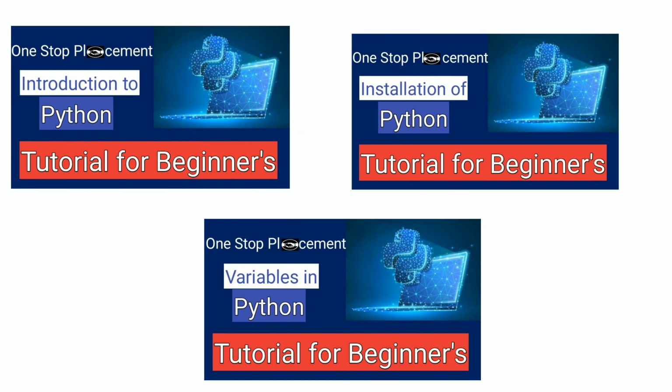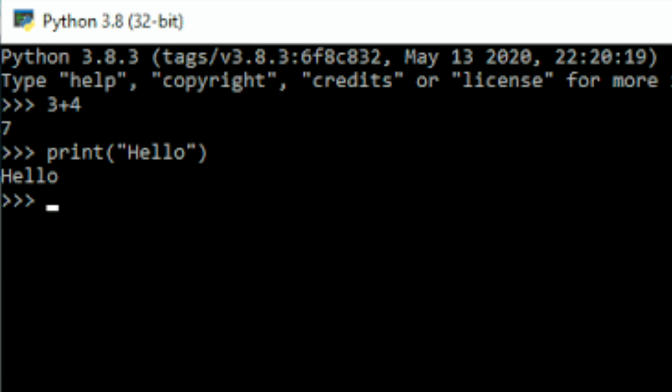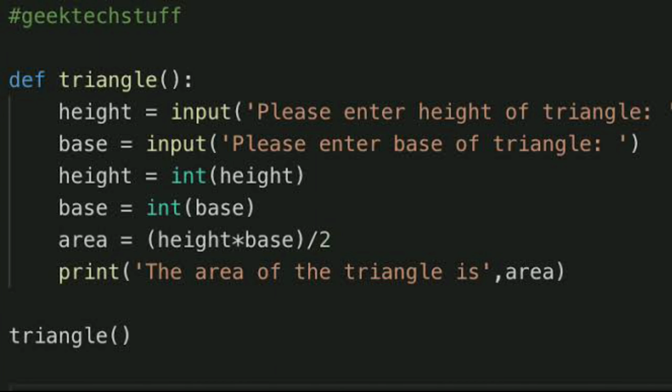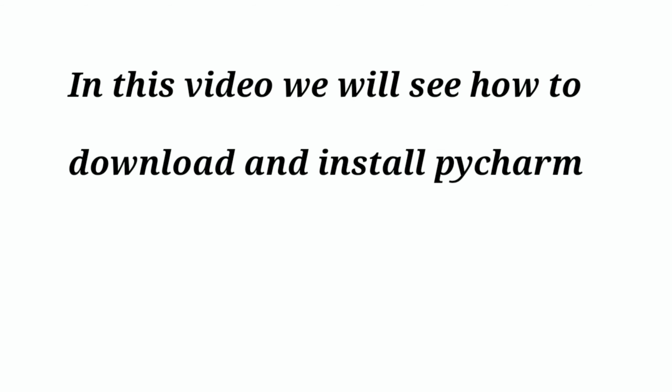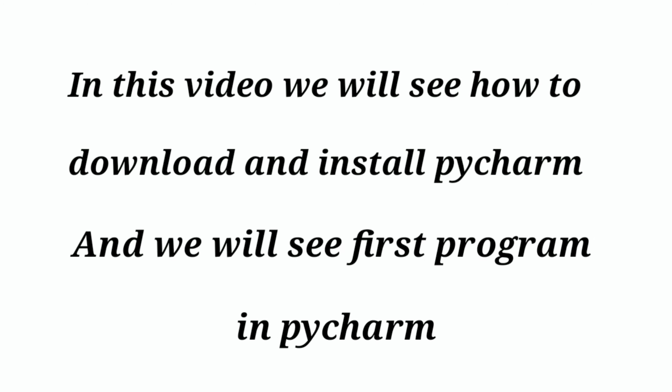In previous videos, we have seen how to download and install the latest version of Python. By using the Python shell, we will get the output for each and every line. We cannot run the whole program at once. To overcome this, we have some IDEs of Python to run the complete program at once. So in this video, we will see how to install and download the latest version of PyCharm IDE, and we will see how to run the first program in PyCharm.